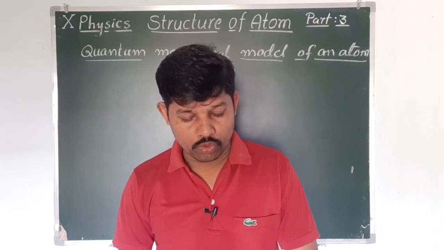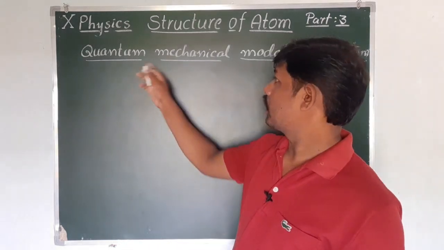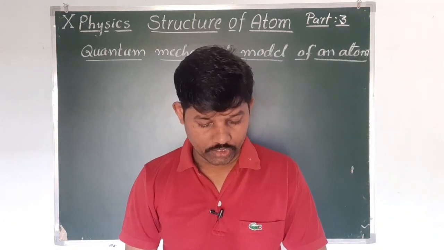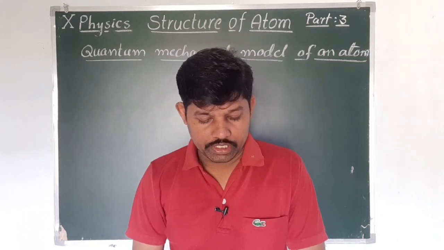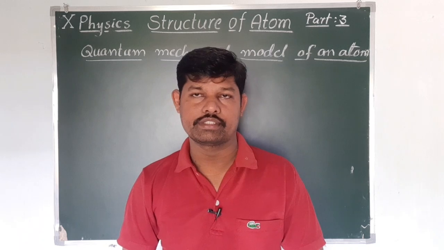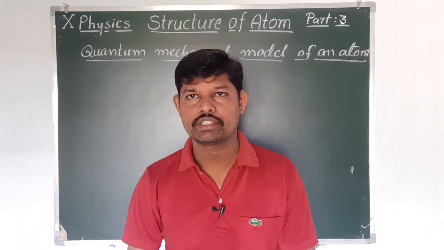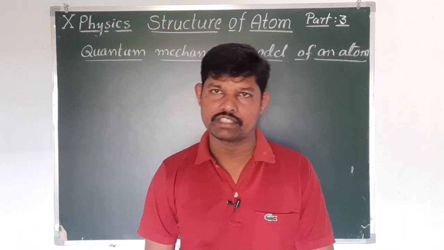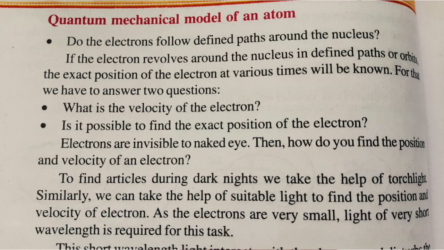Let us discuss the quantum mechanical model of an atom. Now we have a question: do the electrons follow defined paths around the nucleus? As Bohr suggested, do the electrons really follow defined paths around the nucleus? If the electron revolves around the nucleus in definite paths or orbits, the exact position of the electron at various times will be known. For that, we have to answer two questions.